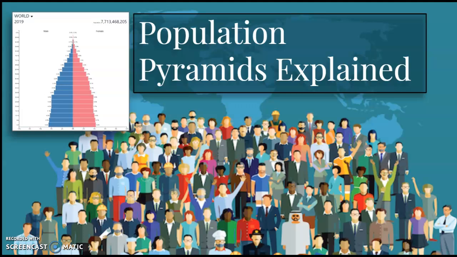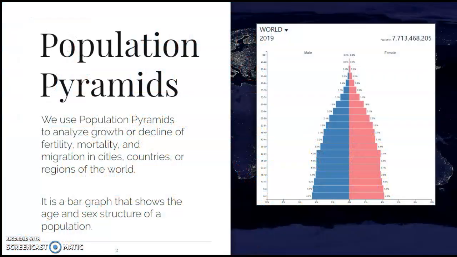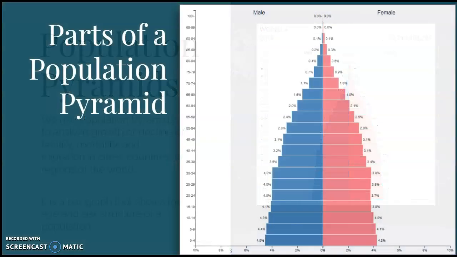This presentation will teach you about how population pyramids show us characteristics in a population. We use population pyramids to analyze growth or decline of fertility, mortality, and migration in cities, countries, or regions of the world. It's a bar graph that shows the age and sex structure of a population.